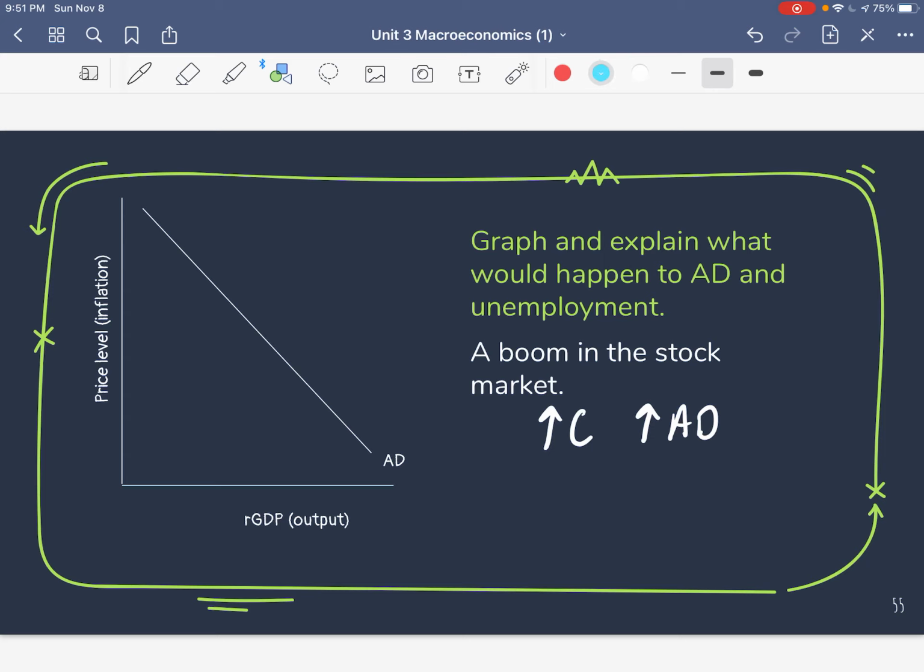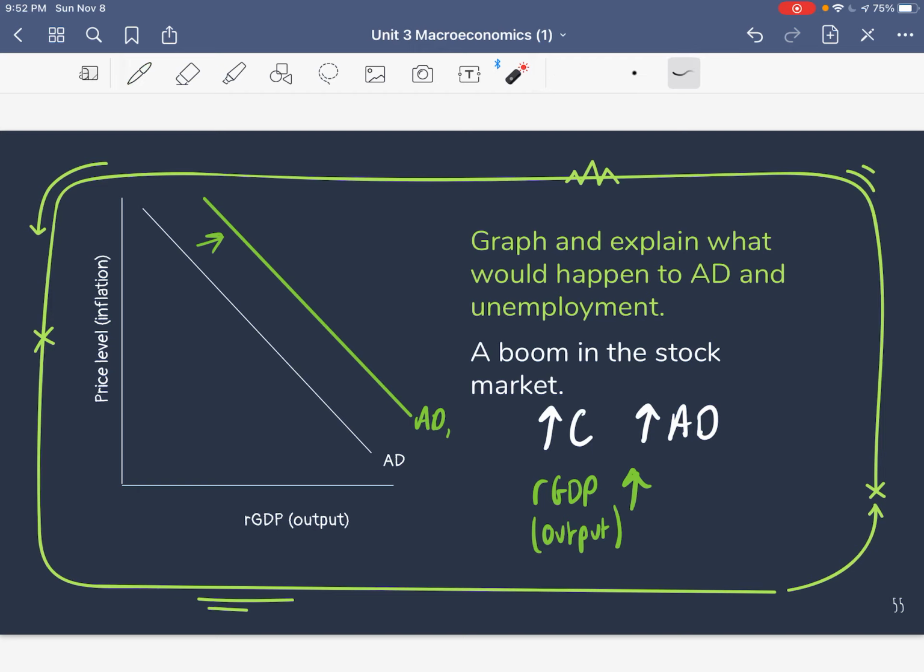Let me change colors here. Shifts it to the right. So we have to draw a new AD, label it AD1, and always, always put an arrow. And you see how we're not done describing the graph yet, right? When we increased AD, we went from this point of our GDP to this point of our GDP. So we want to tell our reader of the graph, Miss Keller, that, okay? So we would say our GDP, or you could put output. Either one is fine with me.